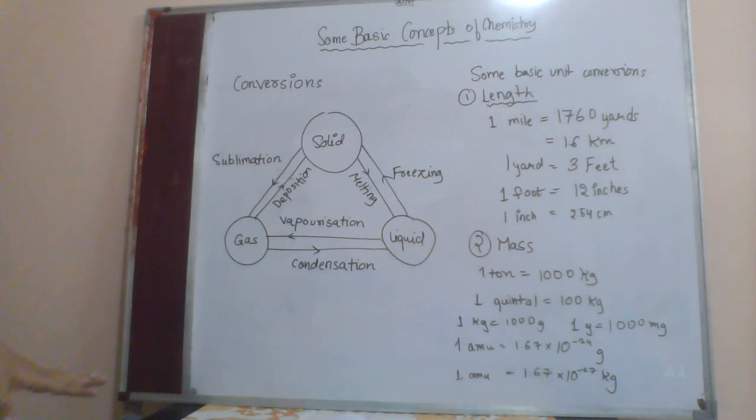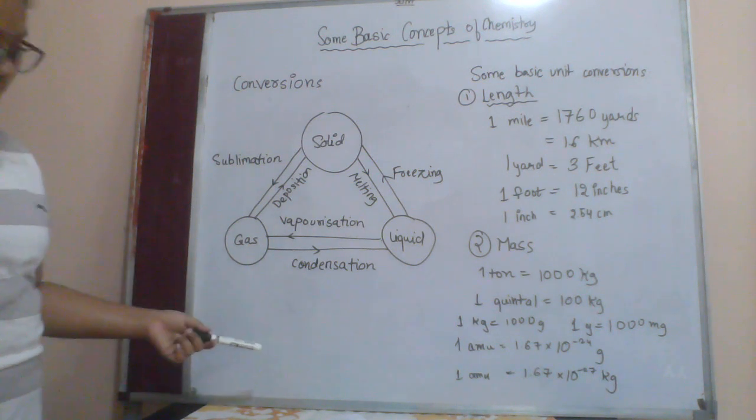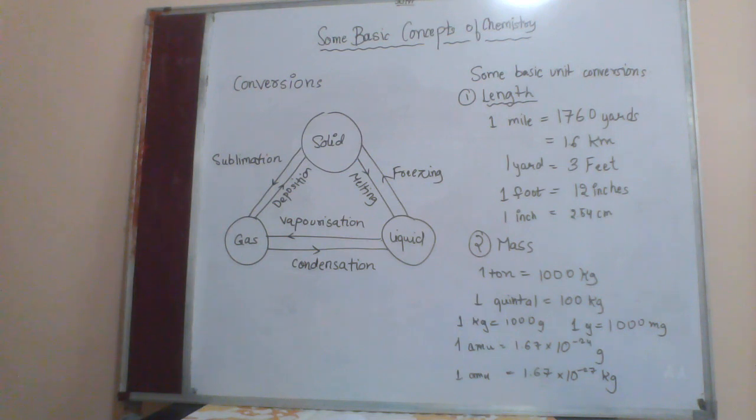The second is mass. In mass, 1 ton is equal to 1000 kg. 1 quintal is equal to 100 kgs. In these usually we get confused, ton and quintal. 1 kg is equal to 1000 grams. As we know, 1 gram is equal to 1000 milligrams. 1 AMU, that is 1 atomic mass unit, is equal to 1.6 into 10 to the power minus 24 grams.